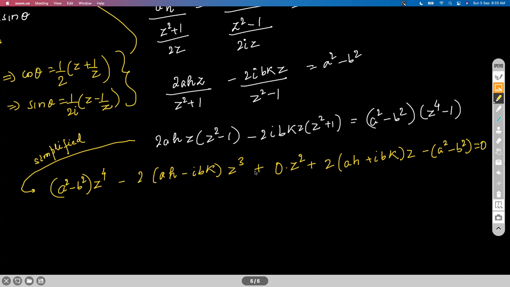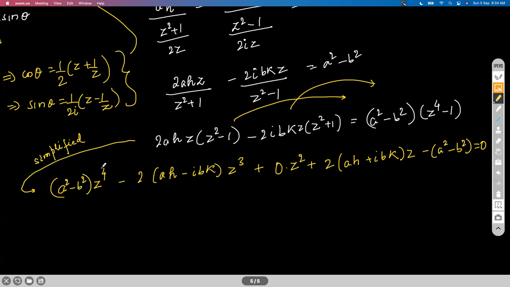Minus AH. Which one you're talking about? Coefficient of which term, Hariharan? Z term. No, the Z term will come on the right side. It'll become 2AHZ and minus IBKZ. I'm bringing these two terms to the right side. Yeah, no issues.